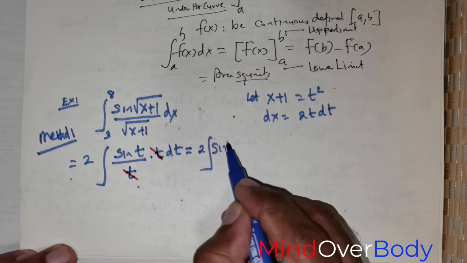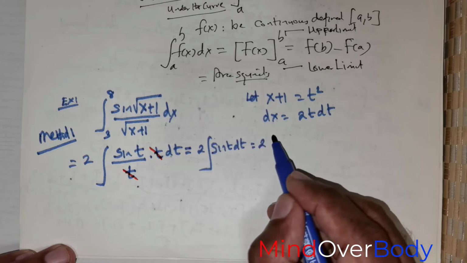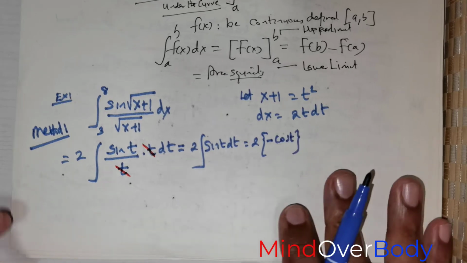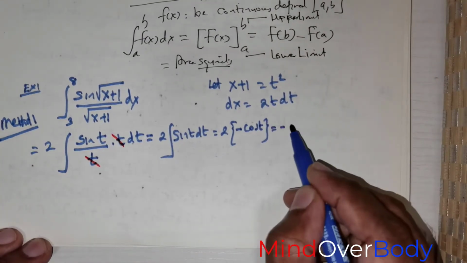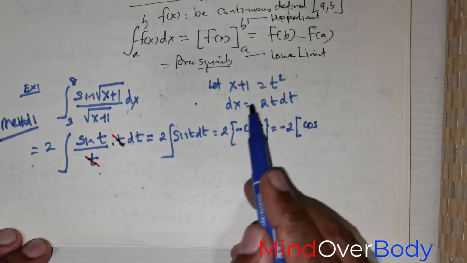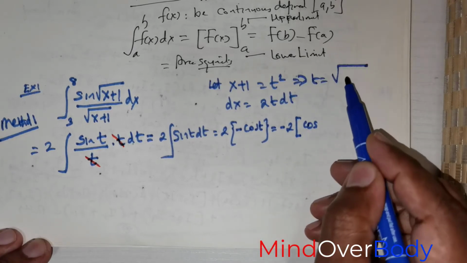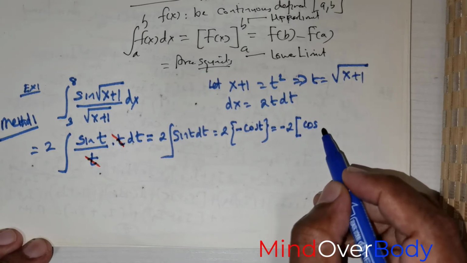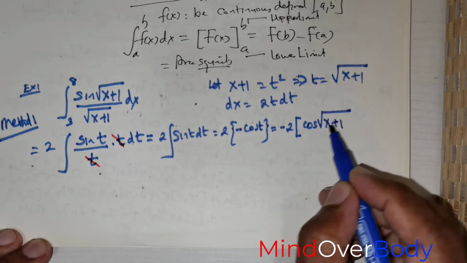Now clearly you can cancel the t that you see here, and this would give me 2 times integral sine t dt. Now if you were to integrate sine t, the integral of sine t is going to be negative cos t. Now what you have to do first and foremost is take this negative sign out. So it's going to be negative 2 times cos t. But what is t? Now from here, t is nothing but root of x plus 1. So revert back to the original variable. So in this case, substitute root of x plus 1 in place of t.